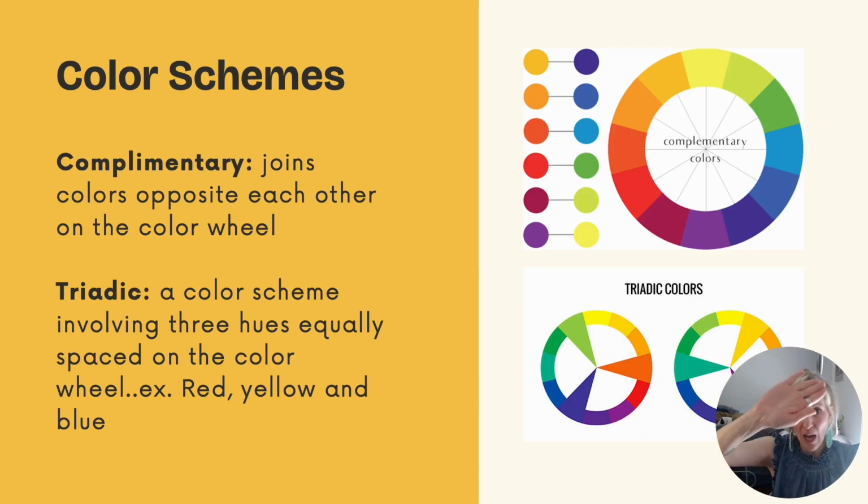We also see complementary and triadic colors. So complementary colors are colors opposite each other on the color wheel. Each color's complement is the one directly across from each other. And then there's triadic. This is a color scheme involving three hues equally spaced on the color wheel, like the example to the right below.